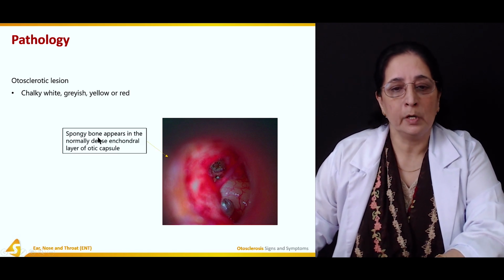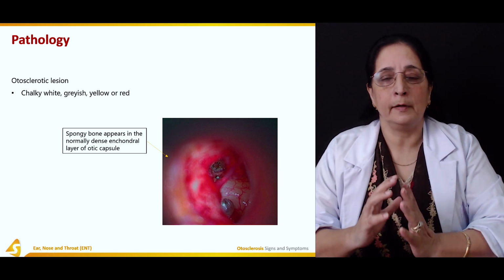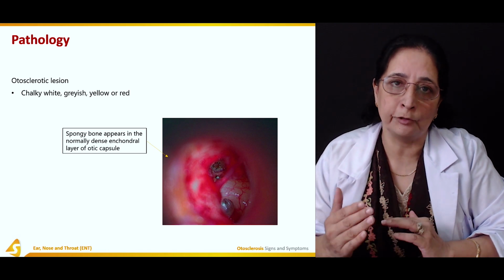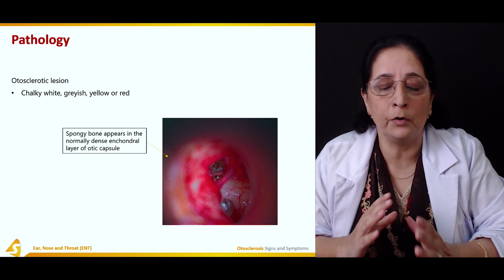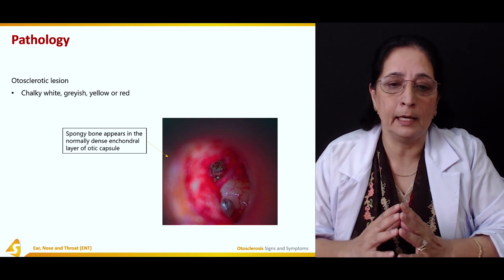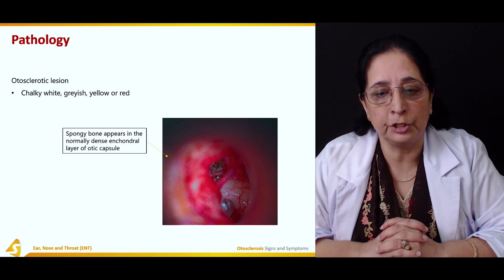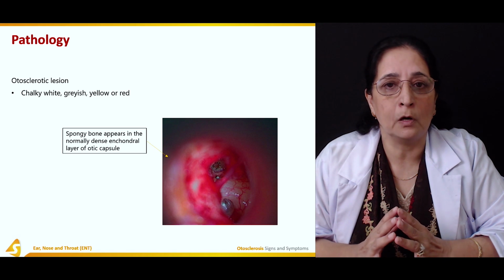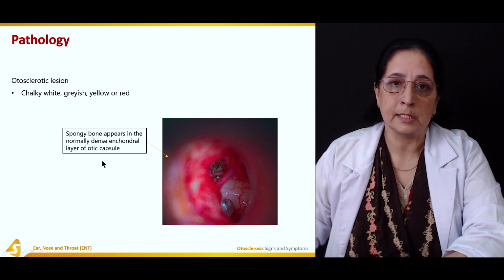The spongy bone appears in the normally dense enchondral layer of the otic capsule. We already said that the otic capsule has 3 layers: endosteal, and then we have the enchondral layer. Chondro is from cartilage. So in the cartilaginous layer on the inner side, usually there is spongy bone formation in that cartilaginous or enchondral layer of the bony labyrinth or otic capsule.